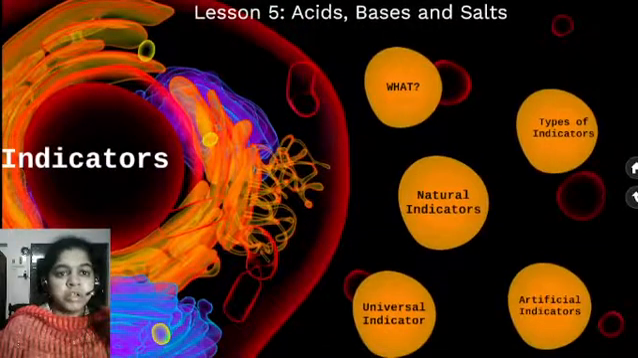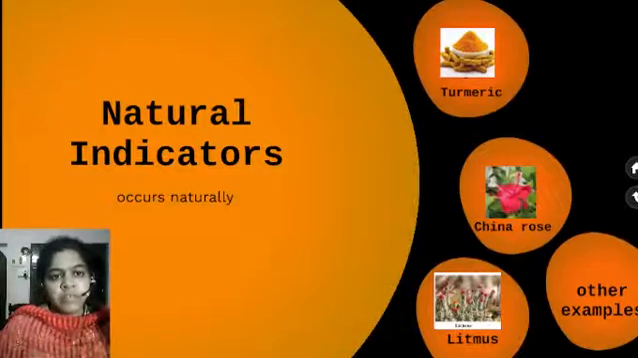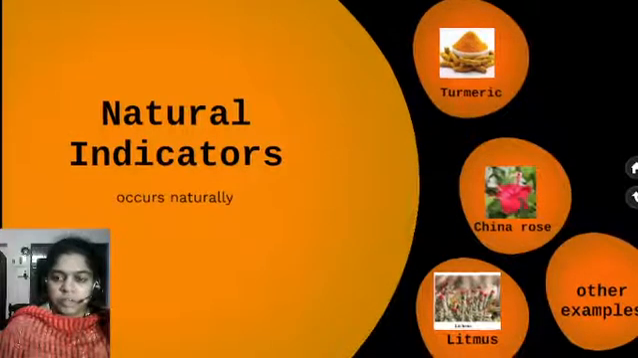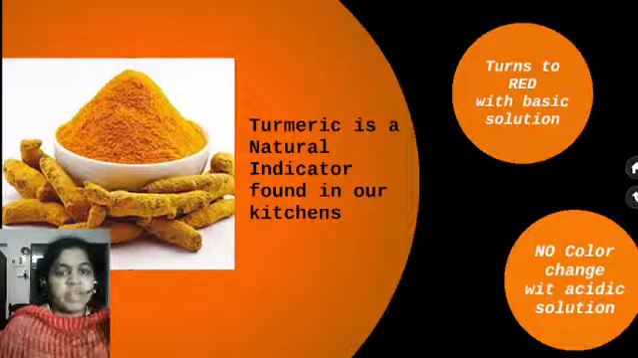First we will learn about natural indicators in detail. As we discussed, natural indicators are available naturally. Here we have taken three examples, mainly turmeric, China rose and litmus. First we will discuss turmeric as a natural indicator. You know that turmeric is available in our kitchens, so it is a natural indicator which is easily available. When it reacts with acids, it gives no color change, but when it reacts with the bases, it gives red color.